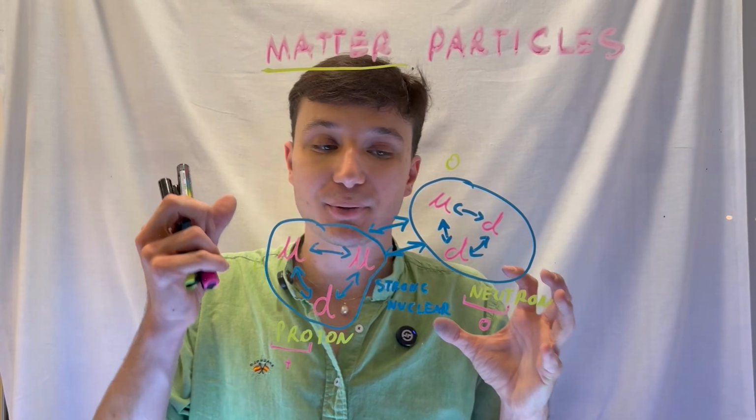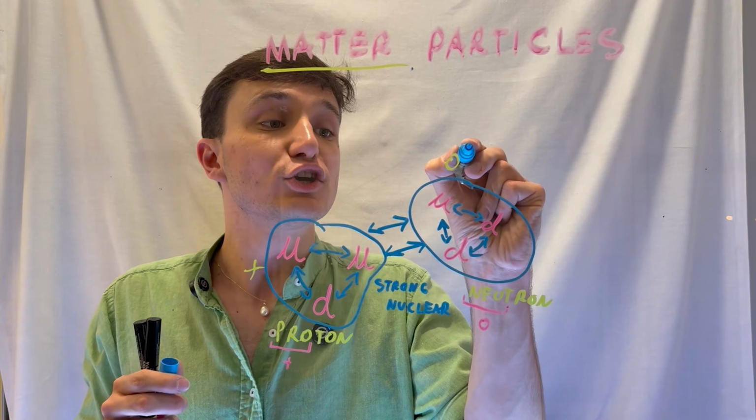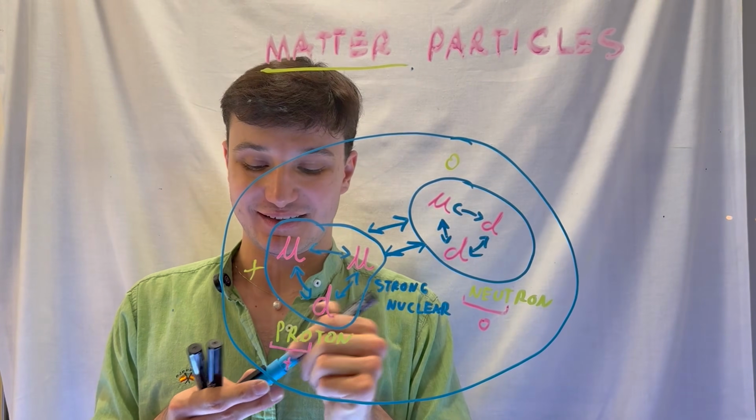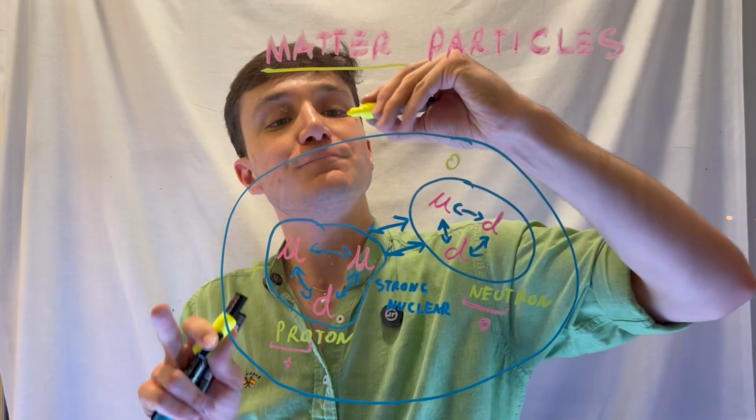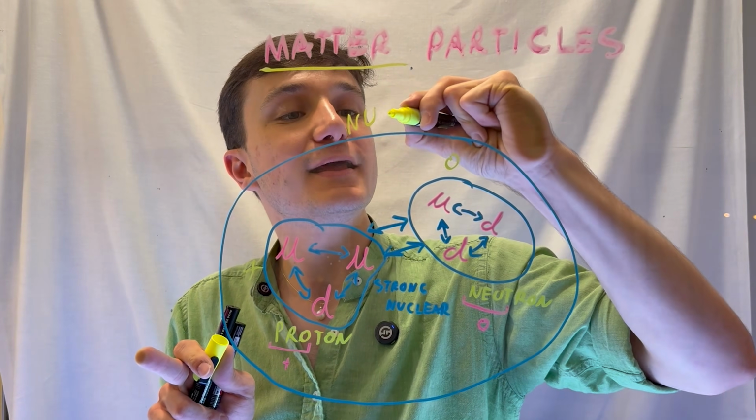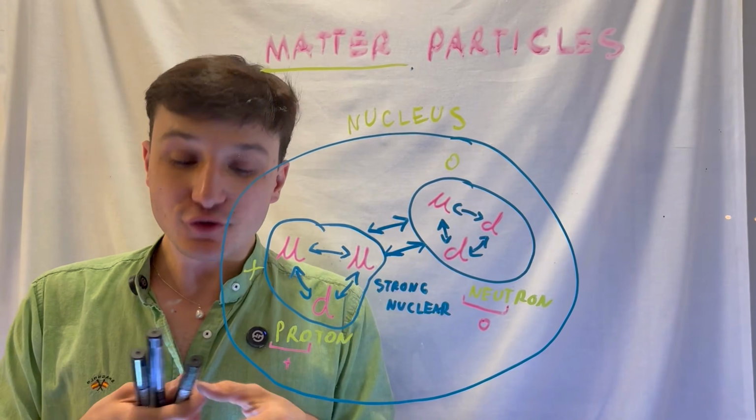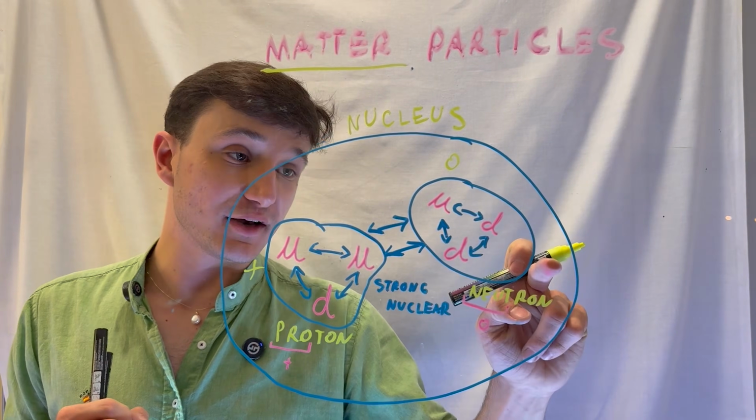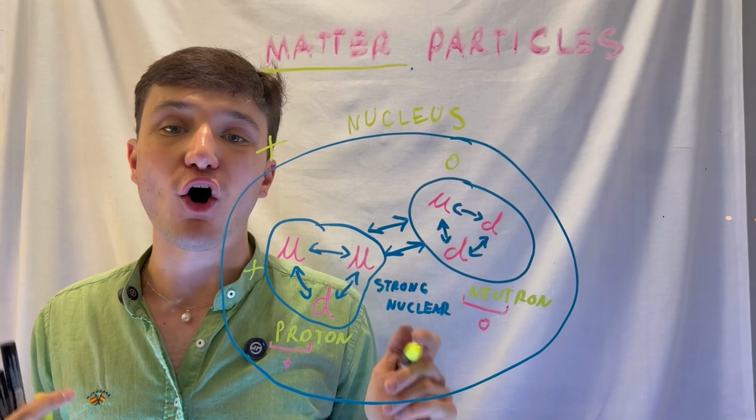And what happens when a proton and a neutron come together? They build a larger structure, which we call a nucleus. Hence why the name nuclear strong force, because it is the strong force that builds up nuclei in the universe. Now let's look at the charge of a nucleus. The proton is positive, the neutron is neutral, so the whole nucleus has a positive charge overall.